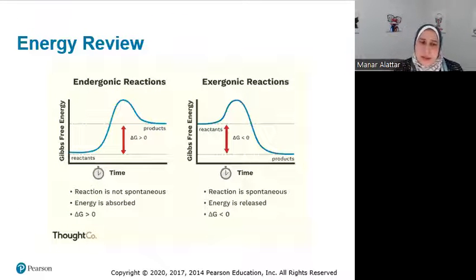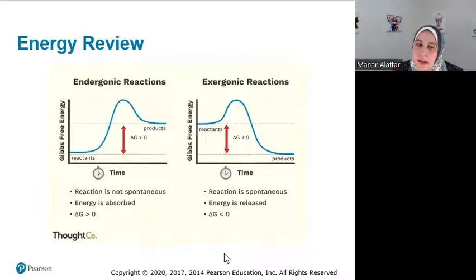And so we can see those processes here. Endergonic reactions, or anabolic processes, are uphill reactions. So you need to put in energy to get to the products, whereas your exergonic or catabolic reactions are downhill reactions, and energy is released.